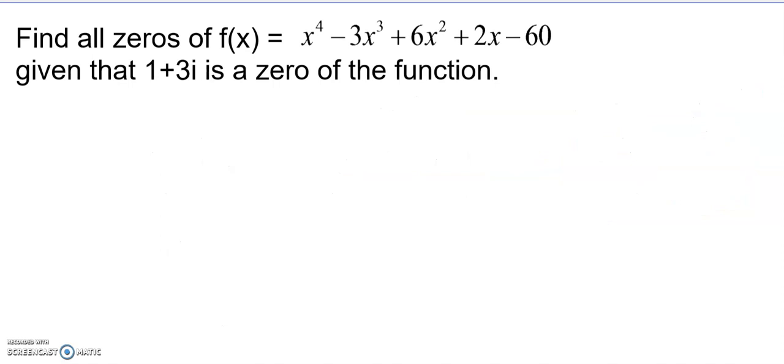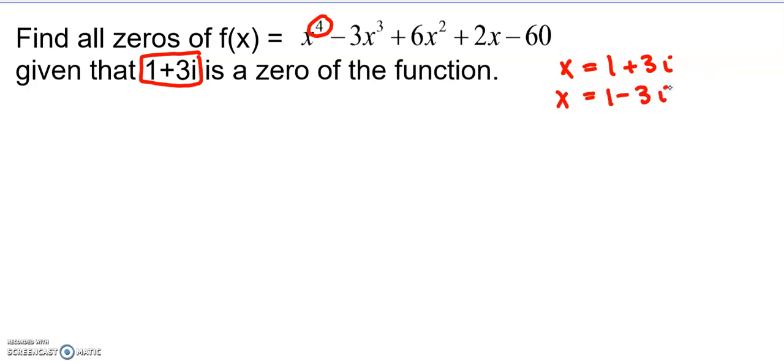Okay, next one. It says find all zeros of the function, given that 1 plus 3i is a zero. Now, knowing that this is a 4th degree polynomial, how many total zeros will we have? That's right, we'll have 4. We're given 1, and that's a complex zero. It has an imaginary number in there. So if I know that x equals 1 plus 3i is a zero, we also know what else is a zero? Nailed it. 1 minus 3i.